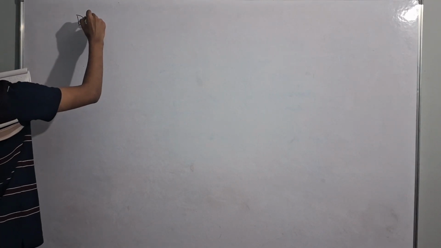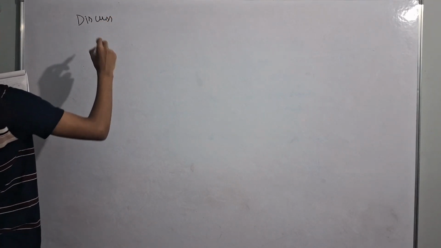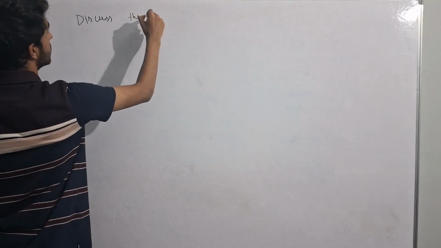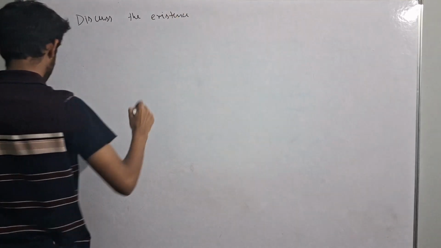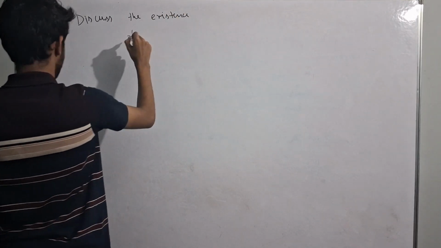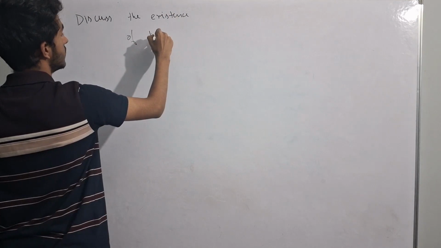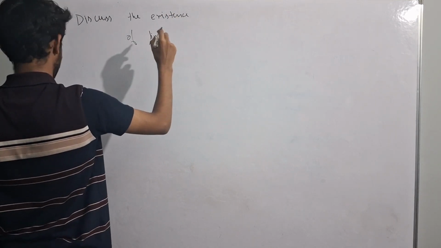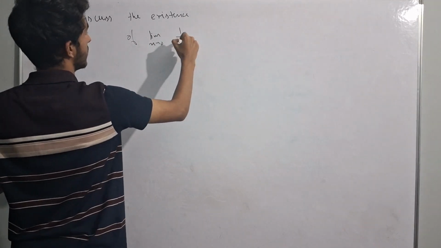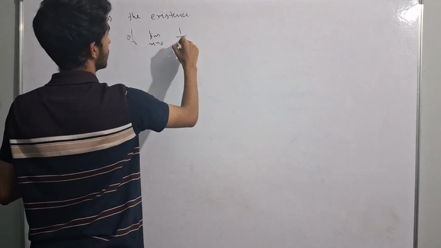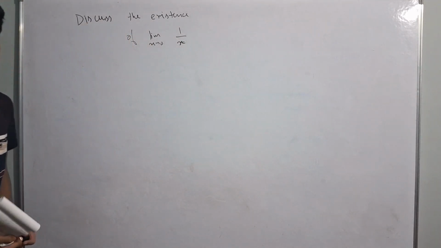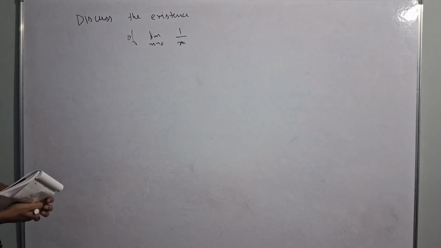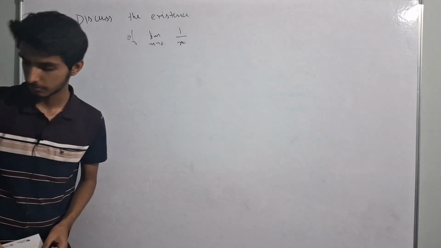So the third question is, discuss the existence of limit x tends to 0, 1 by x. So this is actually an easy question, so you can pause the video and try to do it yourself, and I'll just do it right now.